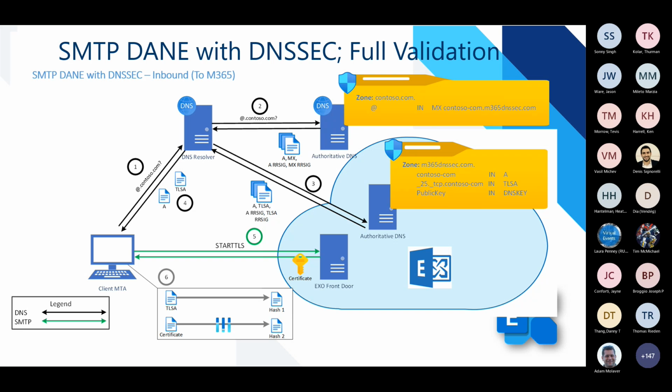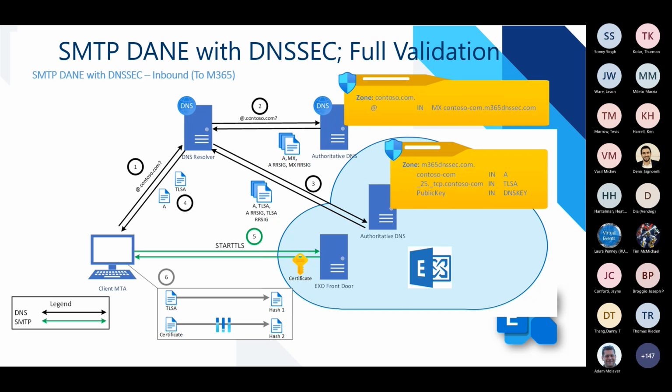So we'll look in that m365dnssec.com zone, and we'll see, like I said, the A record for contoso.com, and contoso.com's MX record. We'll see the TLSA record for contoso.com, and then just a DNSKEY record to signify that this is all underpinned by DNSSEC. And then on the left, this is just a client trying to send an email to contoso.com. And so we'll kick it off with step 1.